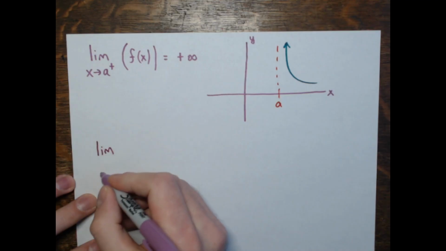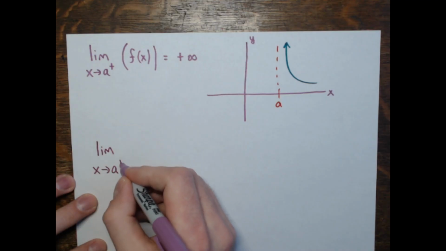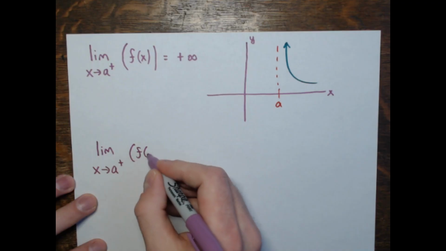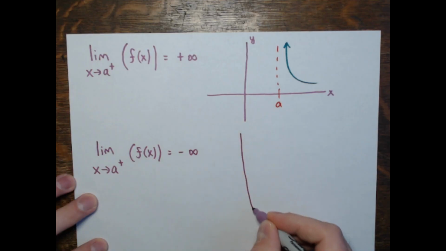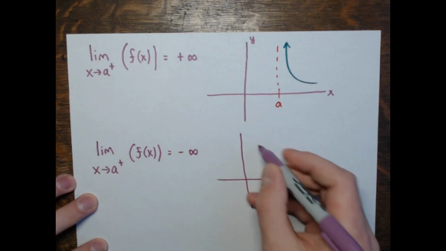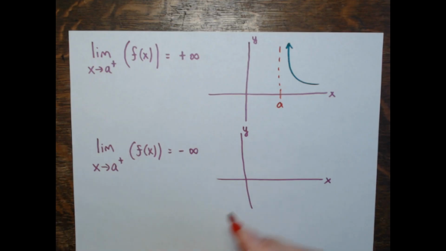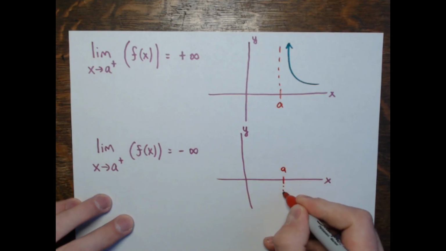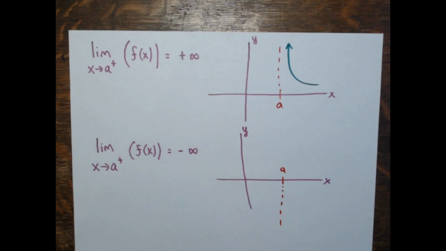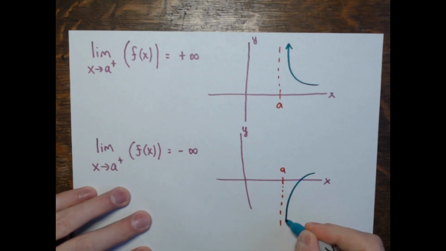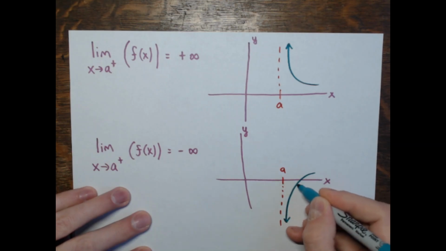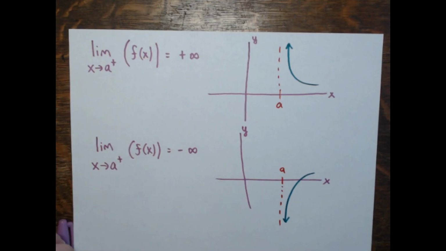Then I can have the limit as x approaches a from the right of a function be negative infinity. That just means, to the right side of a, here's a again, a little dotted vertical line. As I get closer and closer to x equals a, the outputs are going down forever.